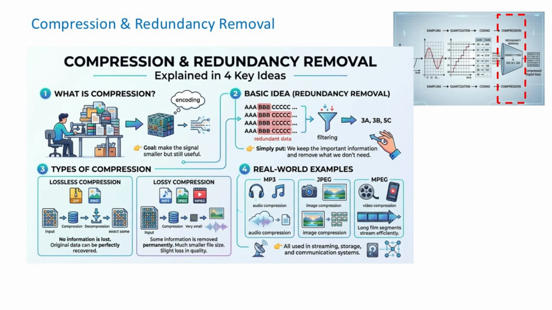There are two main types of compression. Lossless compression removes redundancy without losing any information, so the original data can be perfectly recovered. Lossy compression removes some data permanently to achieve much smaller file sizes, as used in MP3, JPEG, and MPEG formats. This step makes digital communication much more efficient and completes the source encoding process before the data is passed to the next stage in the communication system.